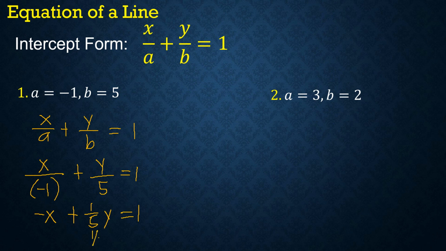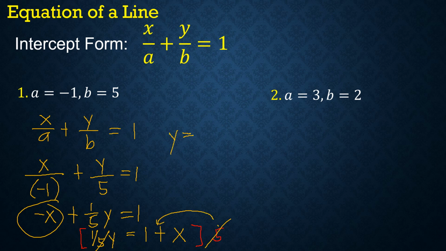So mangyayari, separate natin 1/5 y is equal to 1. Lipat natin ang -x plus x. Okay, and the next thing we need to do, tanggalin natin ang 1/5, so i-multiply natin ang both sides by 5. So what will happen? Cancel na ang 5 because of this. Okay, it will now be y is equal to 5 times 1 is 5. 5 times x is 5x. So we have y is equal to 5x plus 5.